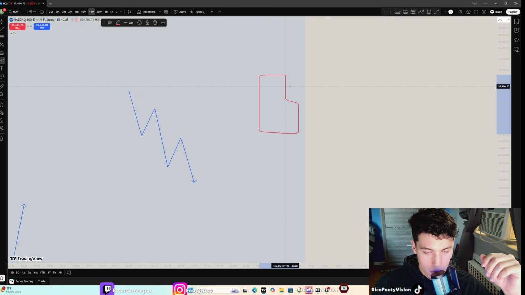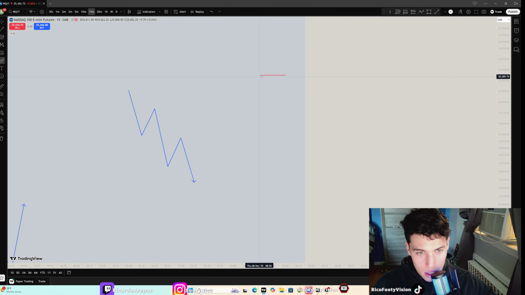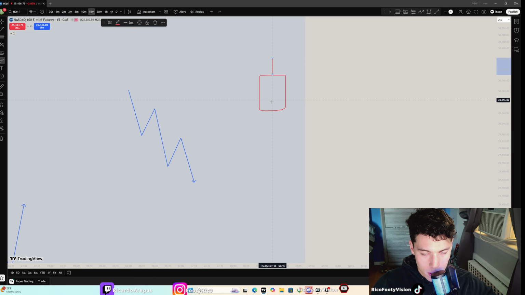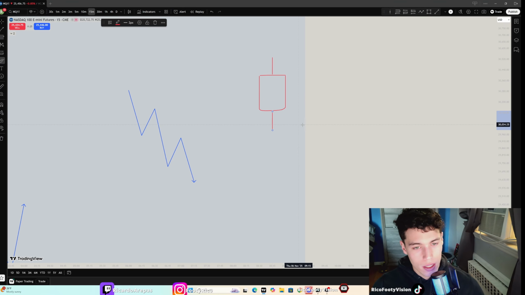Right? We have this candle right here. A red candle. This same thing applies. This is the lowest the price went on this candle. The highest the price went on this candle.